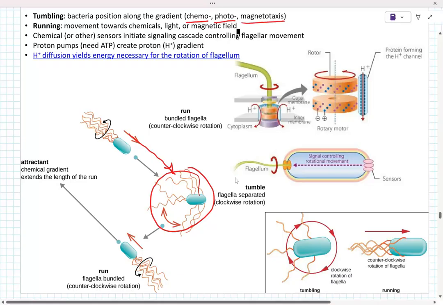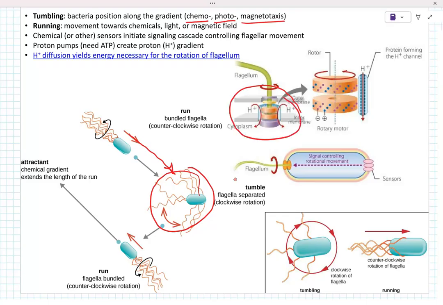Now, what do we call movement? We call movement taxis. So if a movement is driven by chemicals, we call it chemotaxis, right? Light, phototaxis. Bacteria can move towards something or away. If bacteria move towards a chemical, like a nutrient, we call it positive chemotaxis. If bacteria try to avoid light, that would be negative phototaxis. Okay, we're good?